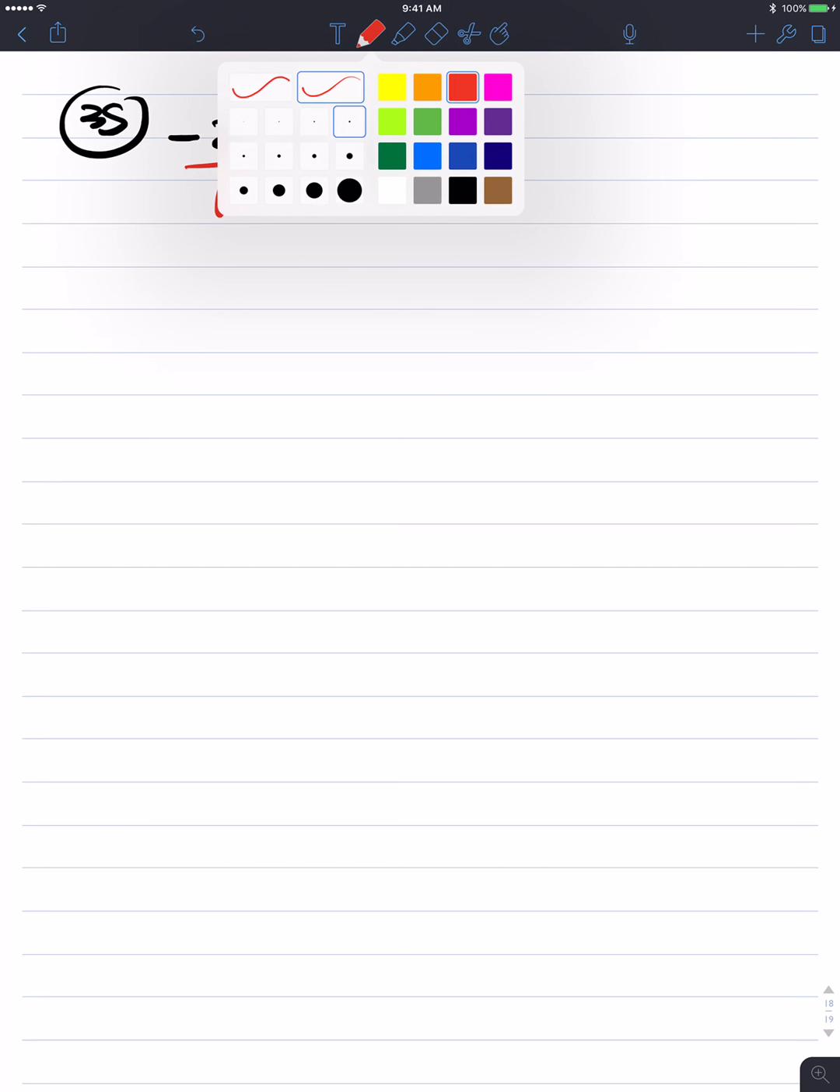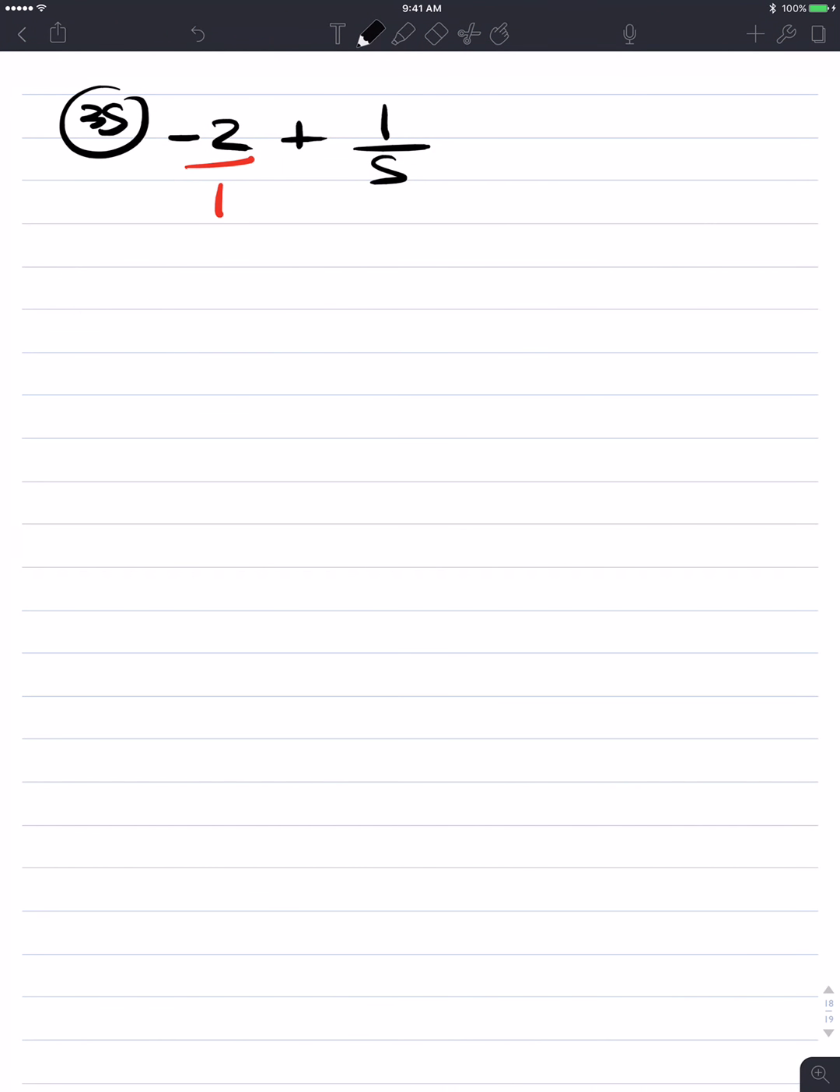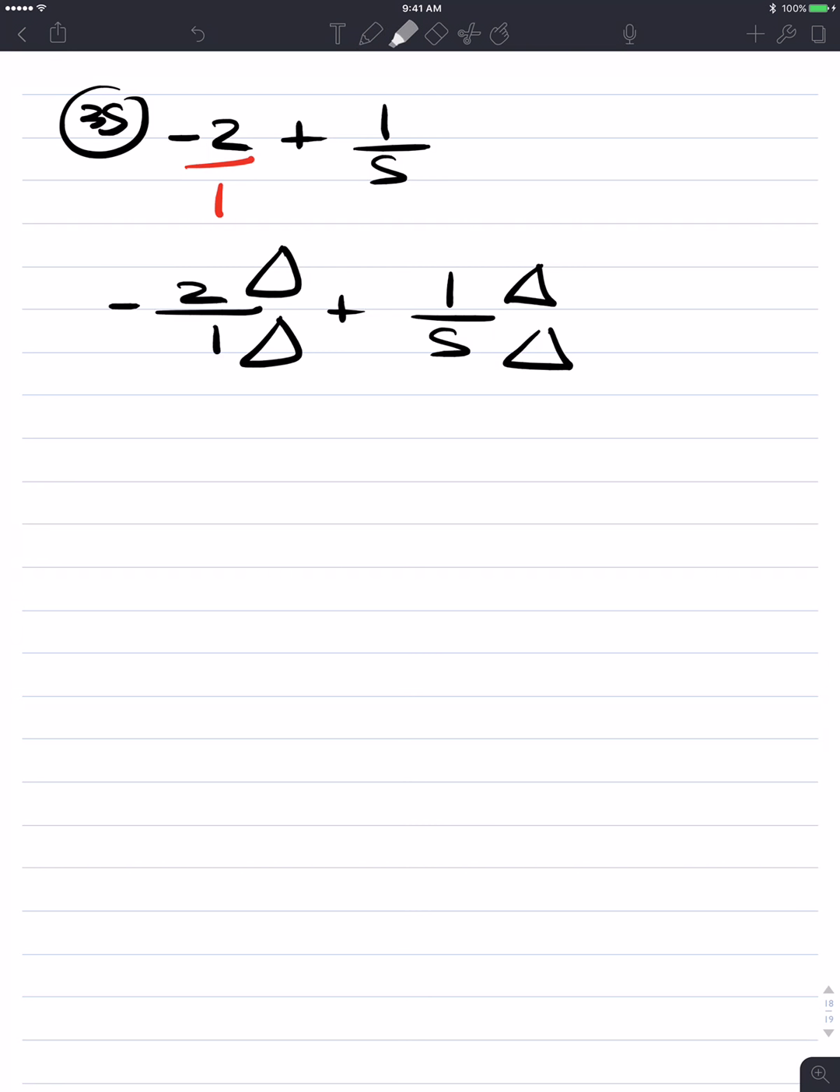Number 35. Negative 2 plus 1/5. We're going to write that negative 2 as a fraction. So it's negative 2 over 1. So I have negative 2 over 1 plus 1/5 again. These are unlike fractions, unlike because they have different denominators.